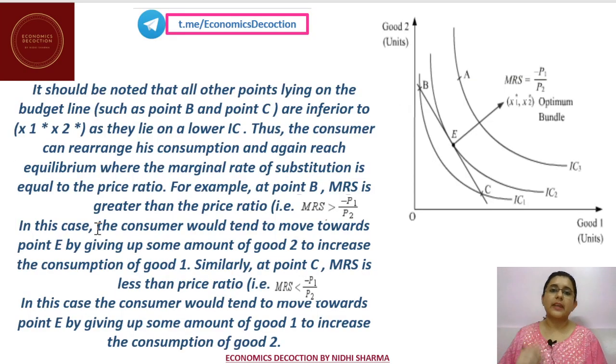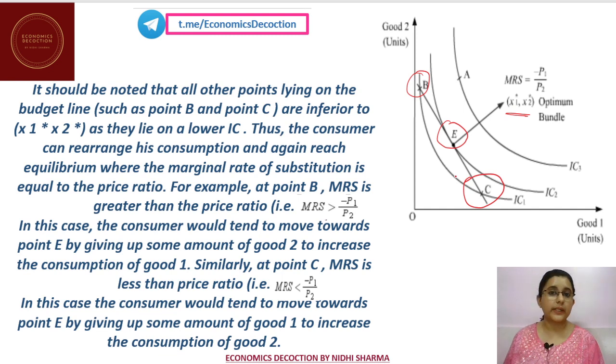Now here is something very important that you must note. It should be noted that all the other points lying on the budget line, such as point B and point C, are inferior to x1 star and x2 star, as they lie on a lower indifference curve. Our consumer equilibrium point was point E, and corresponding to it, the optimum bundle is x1 star and x2 star. Any other point, let's say point B or point C, is inferior because it lies on a lower indifference curve.